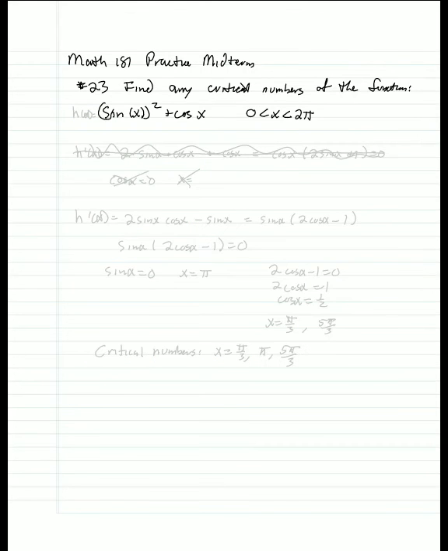This is number 23 from the Math 181 practice midterm. Find any critical numbers of the function sine squared x, that's quantity sine of x squared. You could also say that's sine squared x, plus cosine x is our function. I'm going to go ahead and call this h of x.